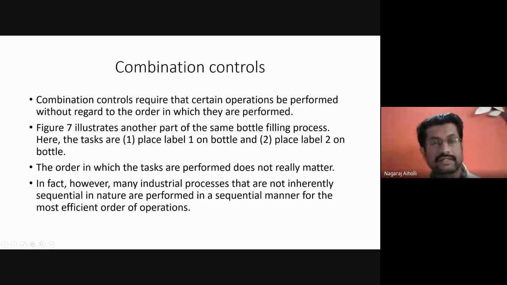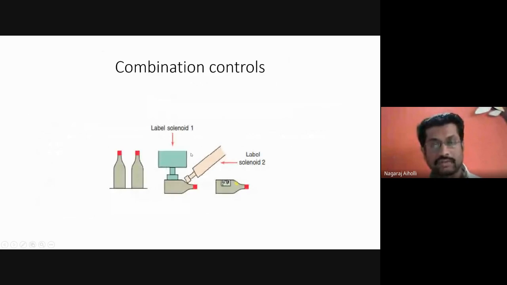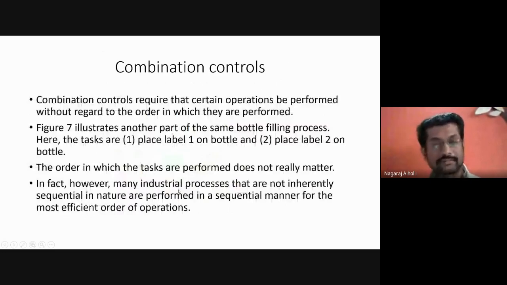Figure 7 illustrates another part of the same bottle filling process. Here there are two tasks: place label 1 on bottle and place label 2 on the bottle. On the same bottle, label 1 is applied, and on the same bottle, label 2 is applied. These are the two tasks in the combination controlling of the process. The order in which the tasks are performed does not really matter. The order is not important in case of the combination controls.